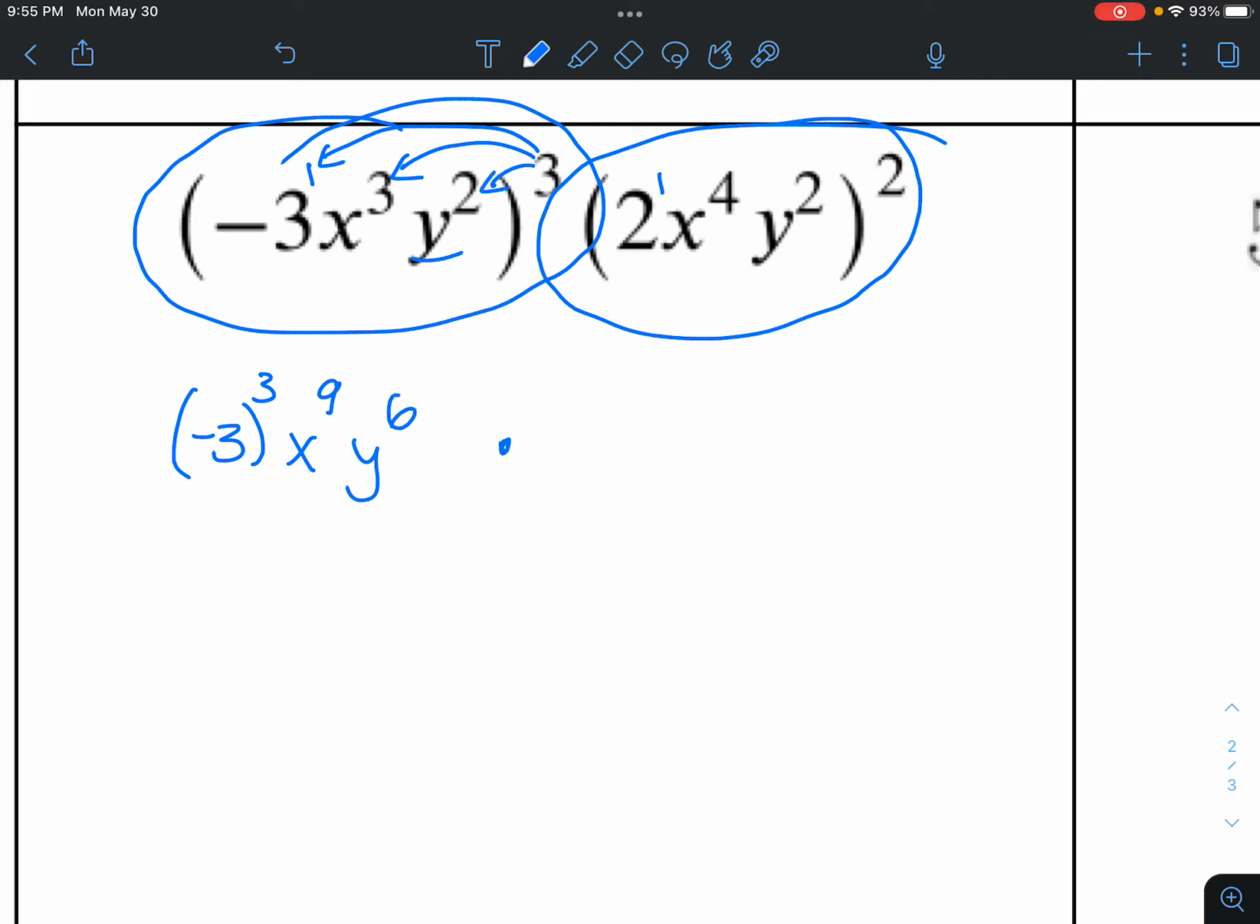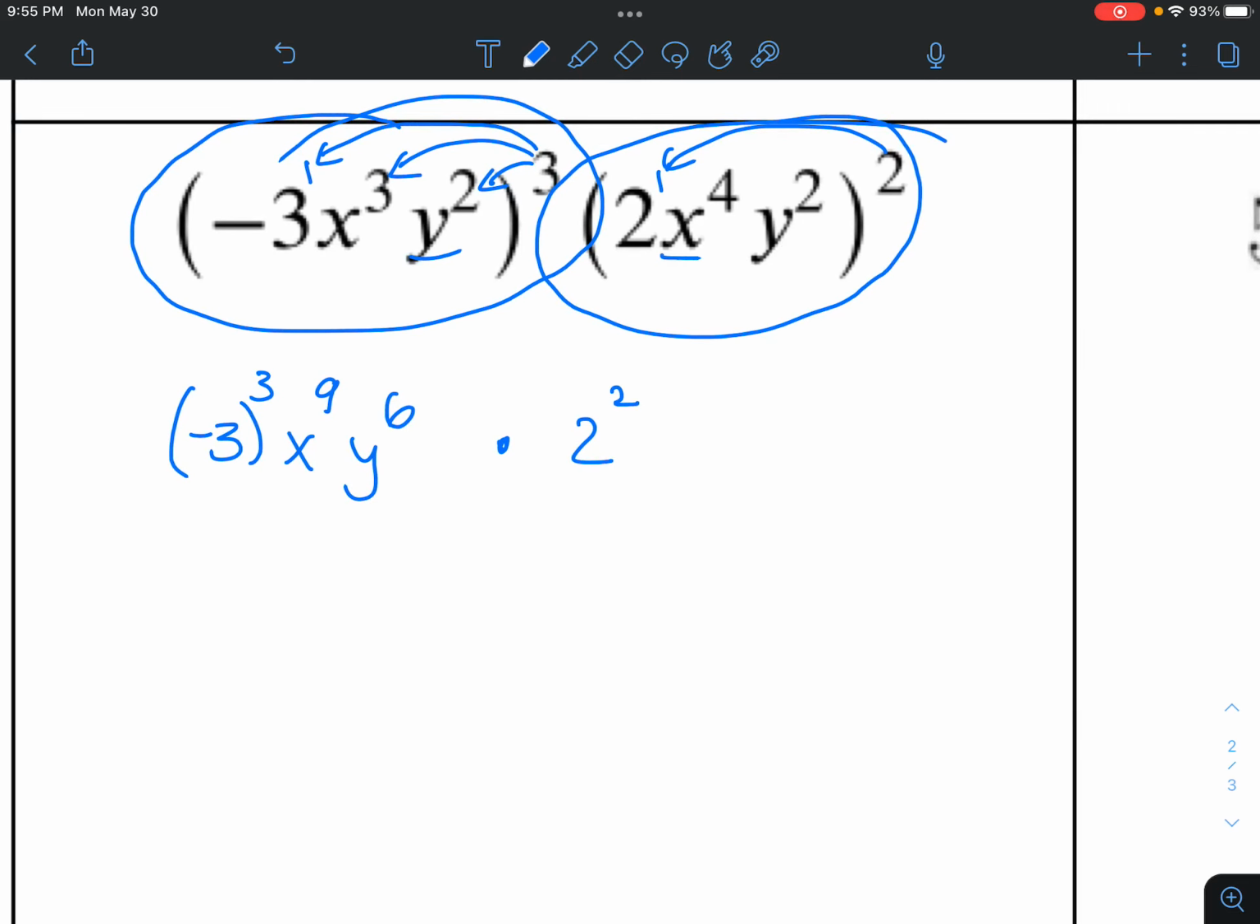Bring down our invisible multiplication. Then we have 2 to the first to the second. 2 times 1 is 2. Keep the x base. 2 times 4 is 8. Keep the y base. 2 times 2 is 4. Now we need to figure out negative 3 to the third, which you can just punch into your calculator. Negative 3 to the third times 2 to the second gives us negative 108.